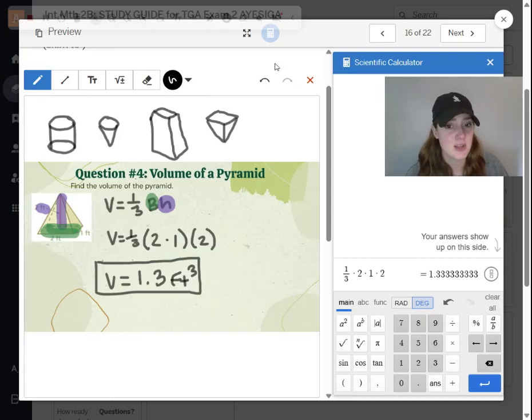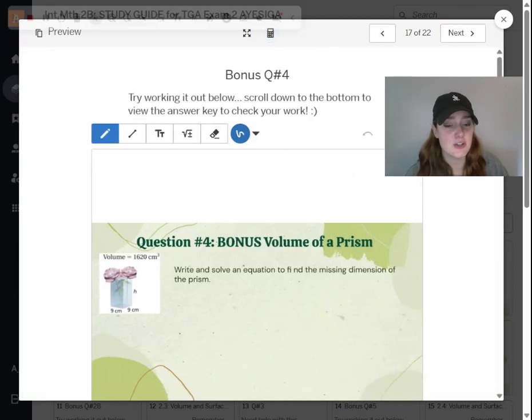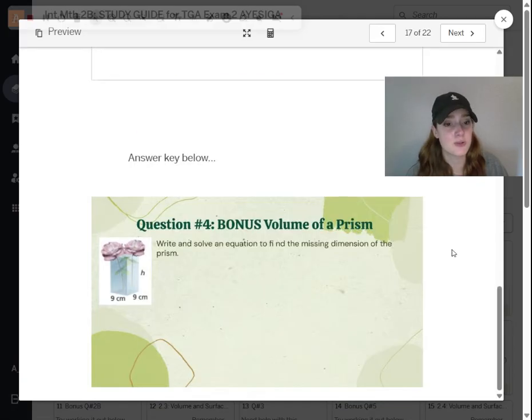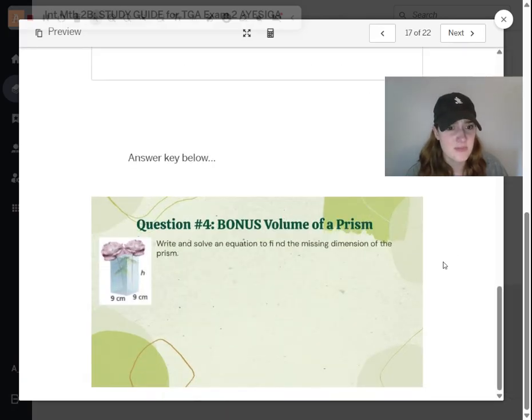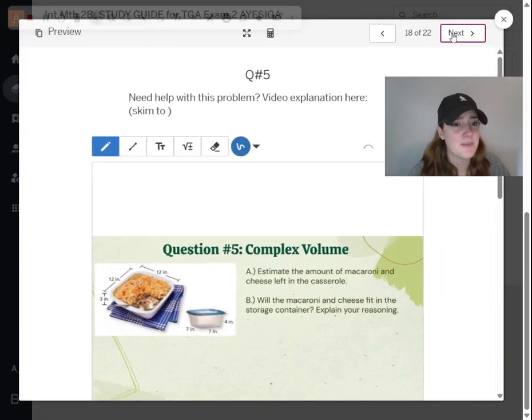Yep. All right, so that's question number 4 on your exam. It is going to look very similar to this. There's a bonus question number 4, finding the volume of a prism. So you can try that on your own and scroll to the bottom. The answer key is missing, so I will investigate that. It should be there. I will come back to that. It will be there when you get there.